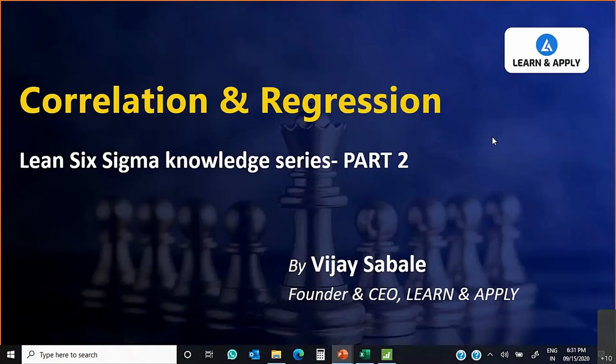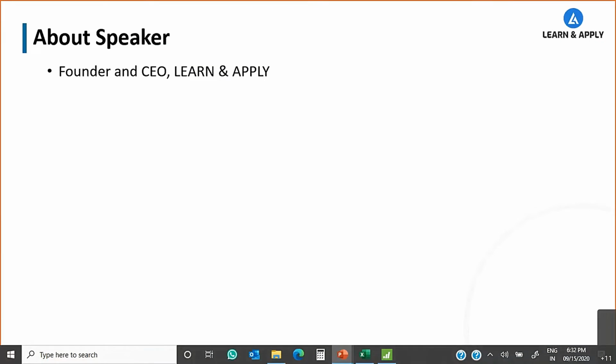Okay, good evening all, and this is the second part of the series which we have started to deliver the free training related to Lean Six Sigma. The second part deals with very practical tools and approaches which we regularly use, and that's correlation and regression.